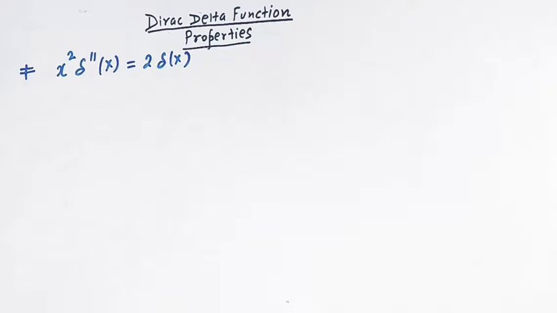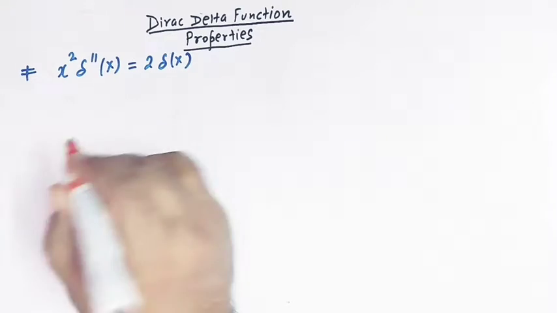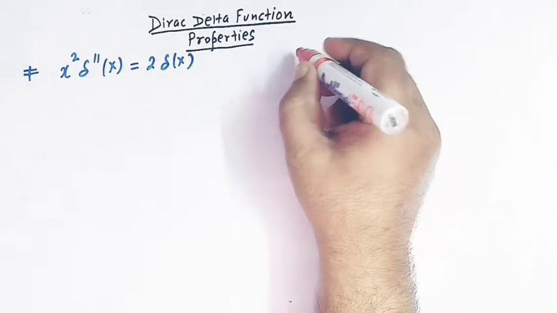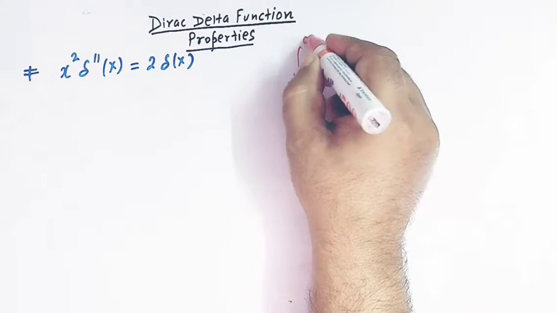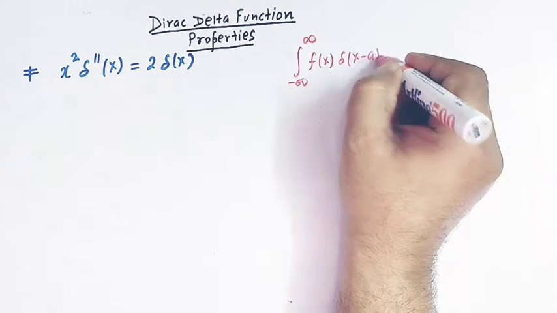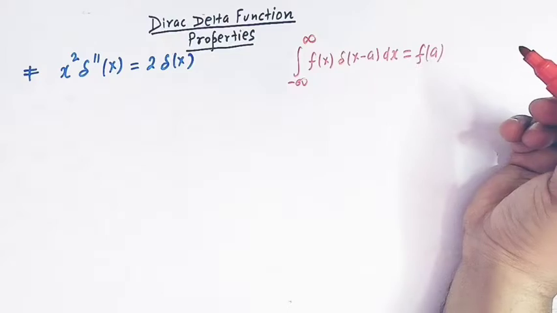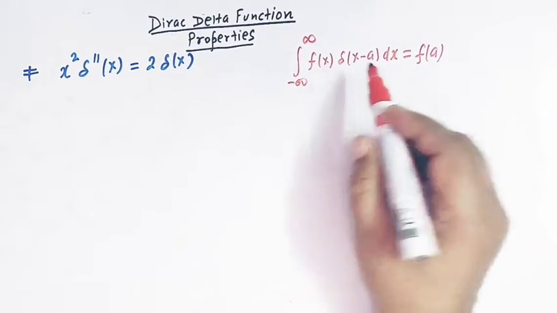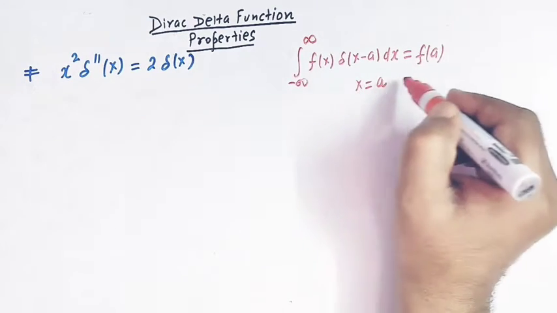So let us start. To prove this property, let us start with the definition of the Dirac delta function. We know that the Dirac delta function is defined by this integral, from minus infinity to infinity, f of x times delta of x minus a dx is equal to f of a. So the Dirac delta function at the point x is equal to a is defined by this expression.